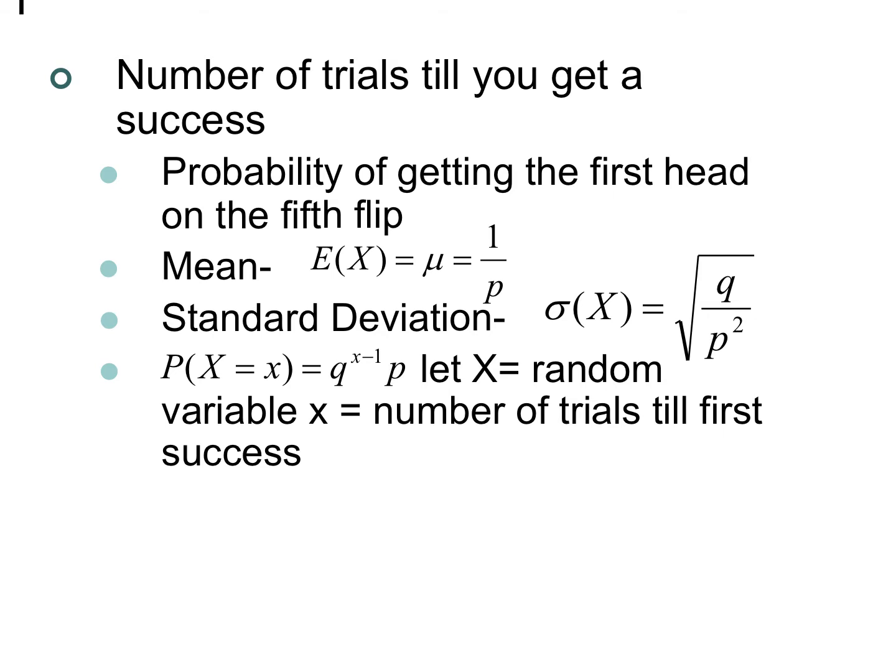Because if my first head is on the 5th flip, that's no tails, tails, tails, tails, 4 tails, and then 1 success. So it's the probability of failure to the x minus 1 power, 1 less time, and then 1 success. Yes? So what represents success? Whatever the problem is asking for. If we're talking about flipping a heads, then heads is a success.